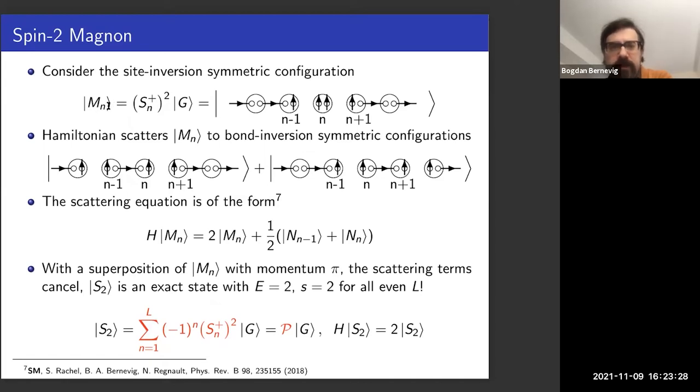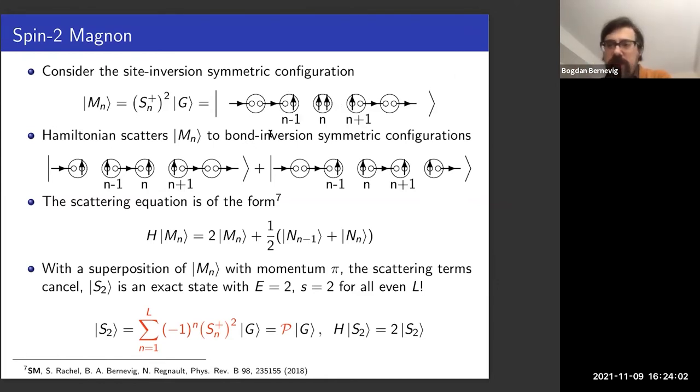Let's define the basis state Mn, which is the spin raising operator on site n applied twice, so it's a spin 2 magnon on site n. Acting on the ground state, it breaks the bonds between sites n minus 1 and n, and between n and n plus 1. It has to create a spin 2 instead of the spin 0 ground state, so it just polarizes those spins, and you can see it here.